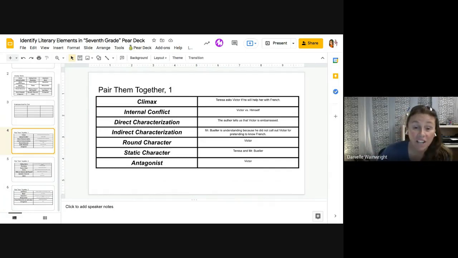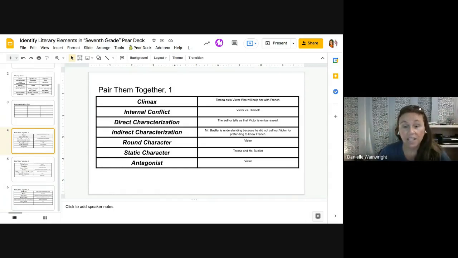An indirect characterization, an example of that is when Mr. Bueller is understanding because he did not call out Victor for pretending to know French. We get that he's understanding because of that. It's an indirect characterization. Nobody told us. Okay, a round character is a character that is fully developed. An example of that is Victor. And the opposite of that is a flat character. That is a character that's not very well developed. So it's round versus flat. Those are opposites.